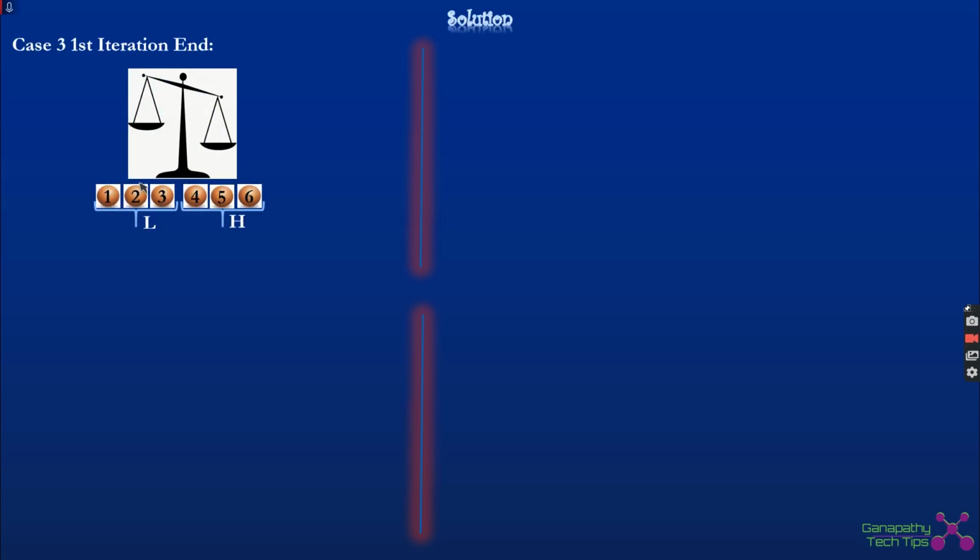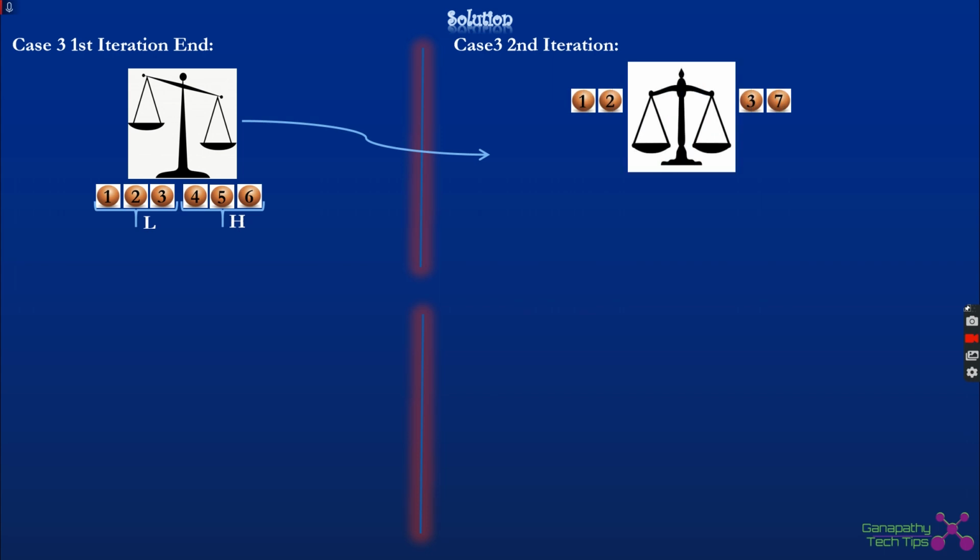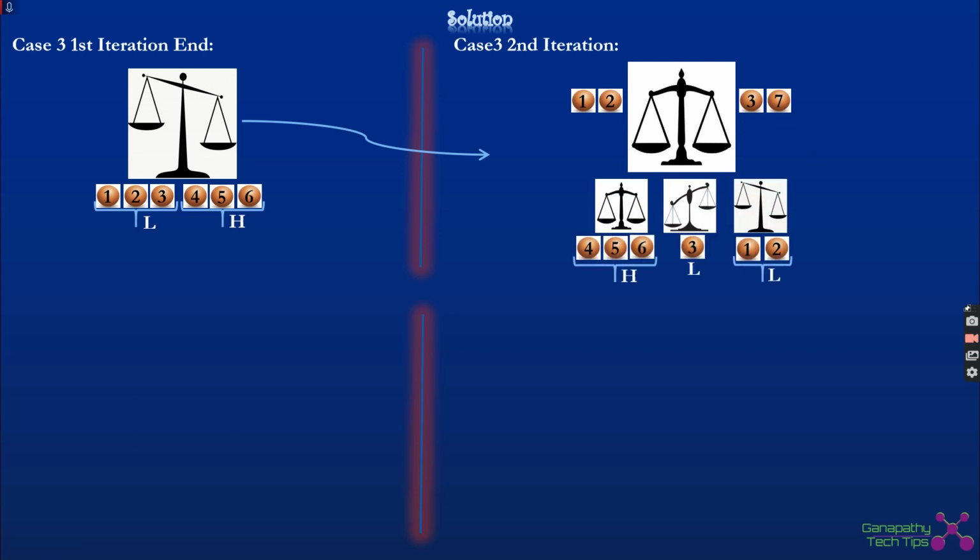Let us discuss case 3. Case 3 is the same as case 2, whatever we had discussed. At the end of the first iteration in case 3, we have a similar set of 2 suspects. One is the group of 3 balls which falls in the lighter category, and another is the group of 3 balls in the heavier category. So for a change, I am taking the lighter category here. Either way, we can take either heavier or lighter. So what I can do, I can take 1, 2, 3 and then 7. 7 is going to be the same good ball in this scenario.